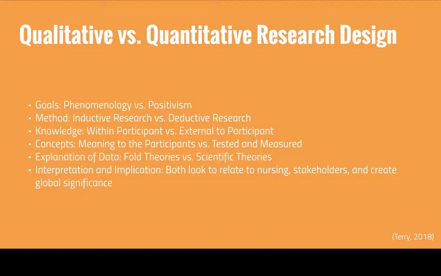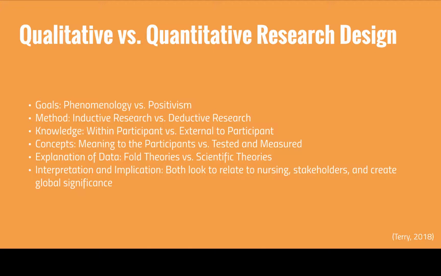Secondly, the method of research used to obtain the outcome is important. Qualitative research comes from a desire for inductive research. This means the researcher is looking to generate new hypotheses due to the data obtained from the participants. On the other hand, quantitative research is looking to test a hypothesis in a deductive manner.